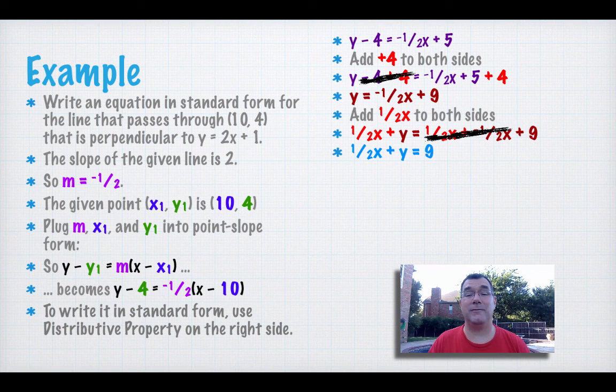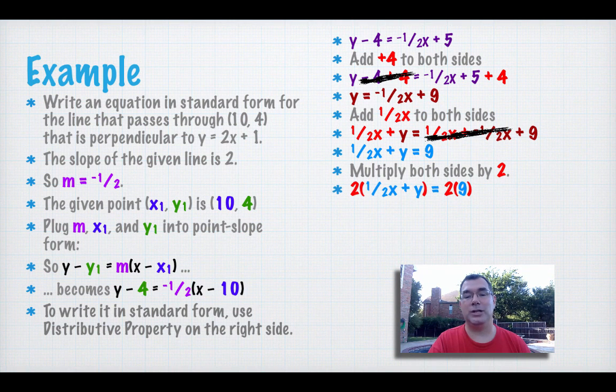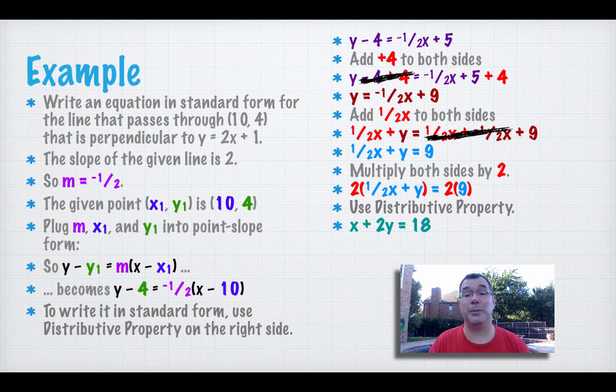It's almost in standard form, but remember I'm not allowed to have any fractions, so since 1/2 is the only fraction I have, I will multiply both sides of this equation by 2. So 1/2 x times 2 will be just x, 2 times y will be 2y, and 2 times 9 will be 18. So my final equation in standard form is x plus 2y equals 18. That is perpendicular to y equals 2x plus 1, and it does pass through the point (10, 4), so I know that I have found the correct line.